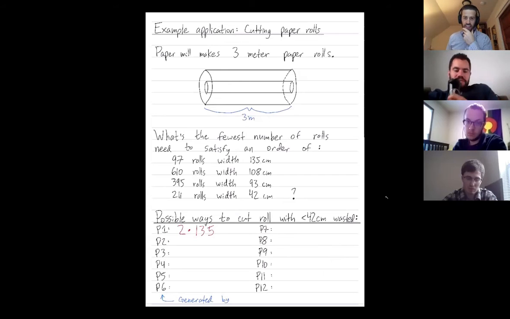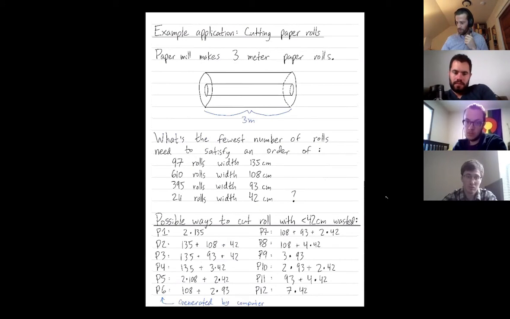So we could divide this 3 meters into 2 widths of 135 centimeters each. Let me cheat and go down to the answer. So we could cut out 2 widths of 135 each, or we could have a single width of 135, a single width of 108, and a single width of 42. We could have a single width of 135, single width of 93, single width of 42 centimeters, etc. Single width of 135, and then 3 rolls of width 42. So that would be 135, and then 42, 42, 42.